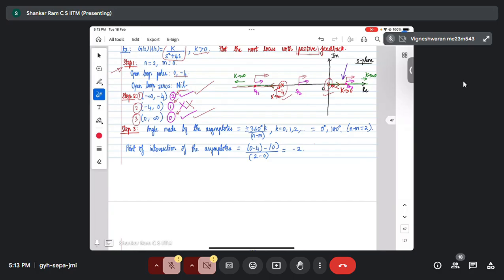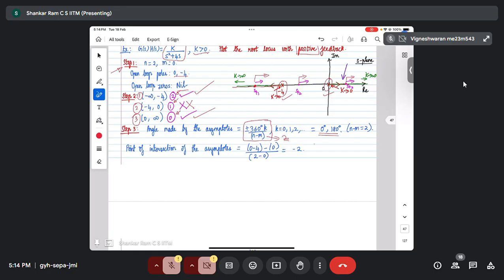All right. Okay. So step 3 is once again essentially about calculating the asymptotes, right? So how do we calculate the asymptotes? So once again, now the angle made by the asymptotes is plus or minus 360 degrees by n minus m. N minus m is 2. Immediately we get, when we substitute it here, the angles to be 0 degrees and 180 degrees. That means it's along the positive real axis and the negative real axis. Okay, so that's what we have.